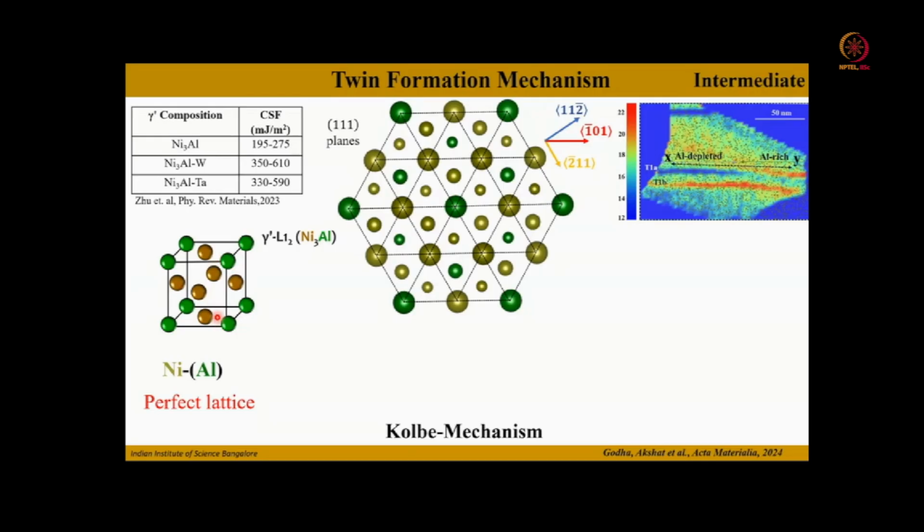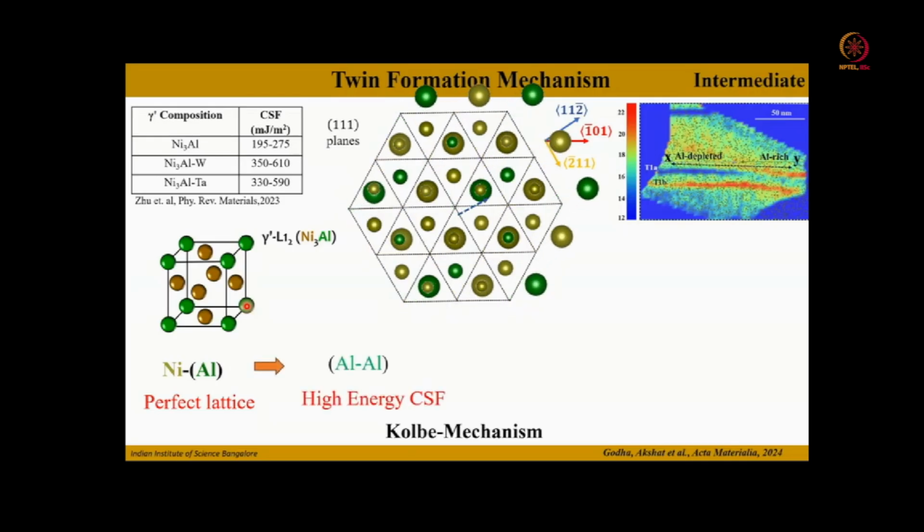So he has assumed an Ni3Al lattice. Based on Kolbe's mechanism, the formation of an extrinsic stacking fault by shearing along the 112 bar direction in two consecutive planes will lead to a high energy CSF. This creates aluminum-aluminum high energy bonds. These high energy bonds will reshuffle to form nickel-aluminum bonds, which converts the high energy complex stacking fault to a superlattice extrinsic stacking fault.